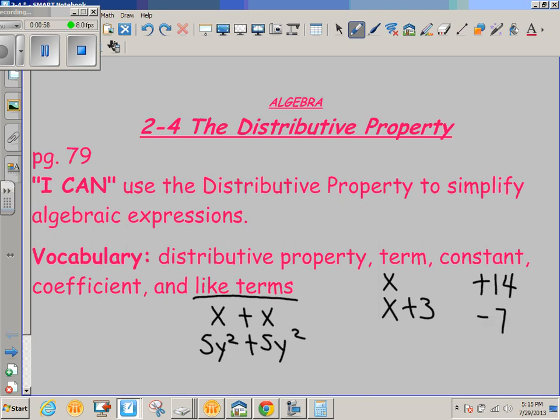A coefficient is a number that we see in front of a variable. So for example, if our variable was the letter V, then the coefficient would be the number in front of the variable V. We know that as the coefficient. You're going to hear us talk about coefficient a lot of times in algebra this year.